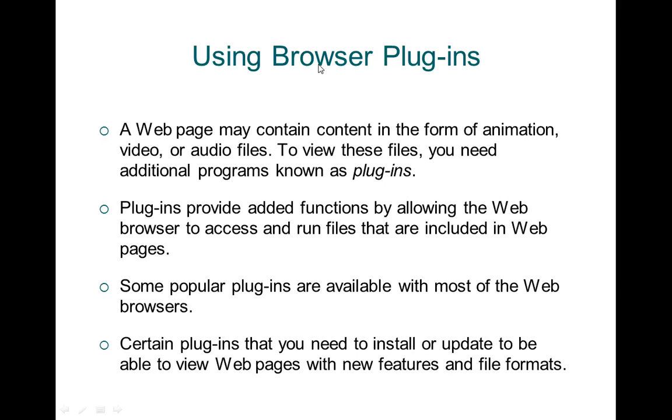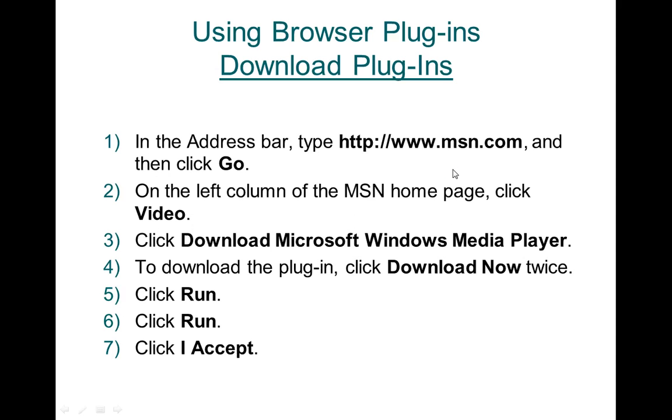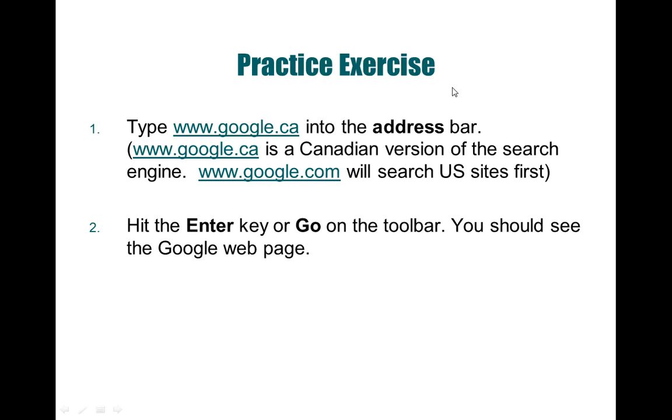Then we also talked about what is the browser plugin that is required when we are using a web page that contains animation, audio or video files. Then next is how to use the browser plugins, means how to download the plugins that are available for animation. These are the multiple steps that we will follow to download the plugins. Then there is a practice question for you.